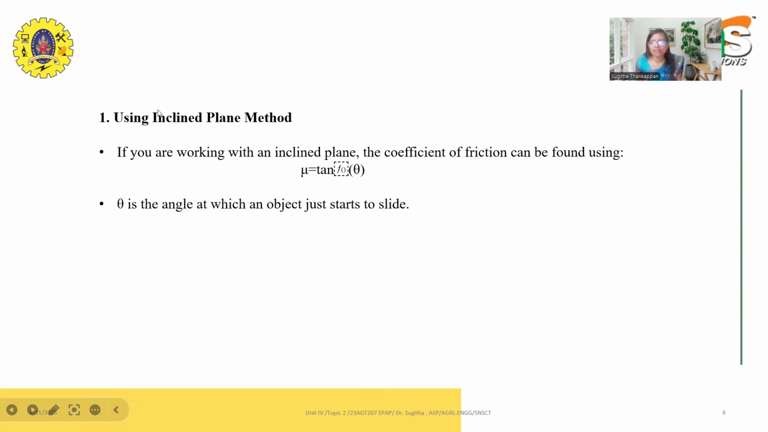So you can picture an inclined plane here. If you roll a ball on an inclined plane, at one stage it comes to rest at the bottom, or it forms an angle. The same way, when you use an inclined plane for movement of the object, the object will flow down the inclined plane, and you have to measure the angle where it just starts to slide down.